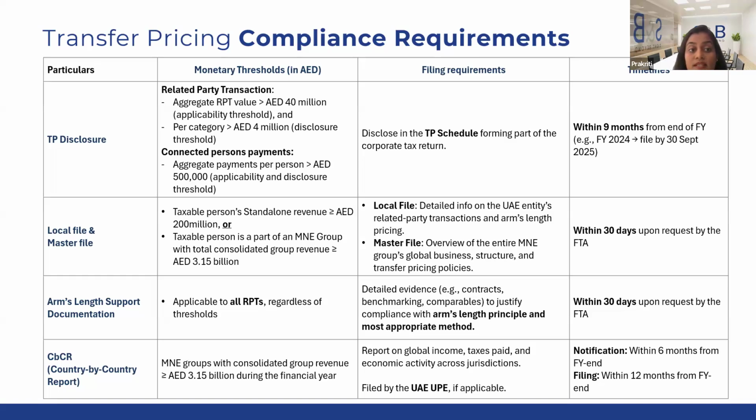Since this TP disclosure is part of the corporate tax return itself, there are no separate timelines. It follows the same timeline, which is that you have to file within 9 months from the end of the FY. So if you're following an FY of 2024, where the year is January to December, then the latest date to file the return will be 30th September 2025.